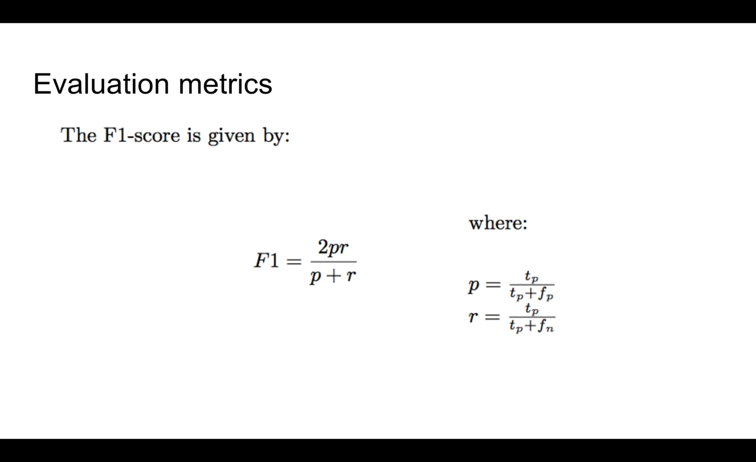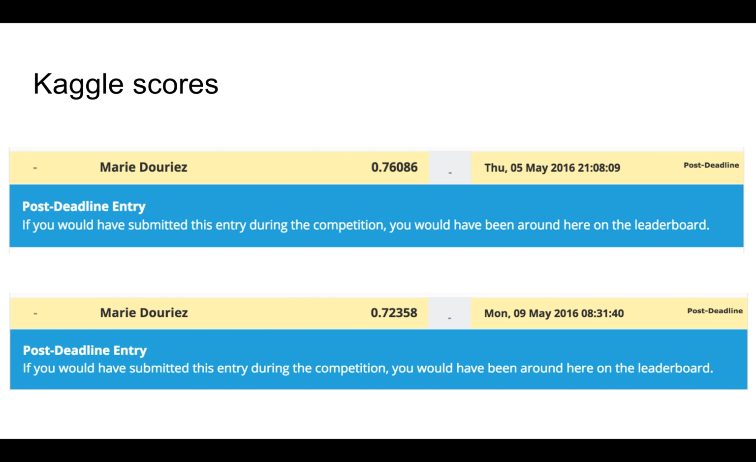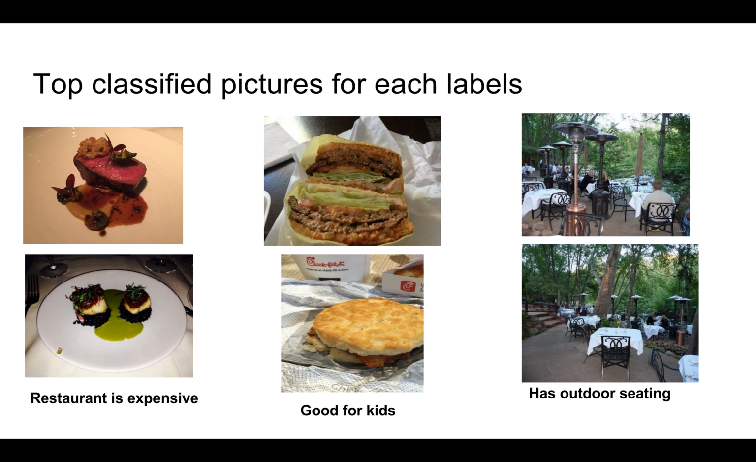To evaluate our model, we used the F1 score, given by our Kaggle score. Using the first approach, we got 0.76 with the SVM, and with the second approach we got 0.72. Then here is an example of the top classified pictures for each label. So for each class, these pictures had the top scores.